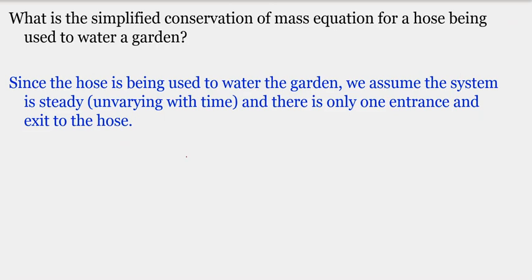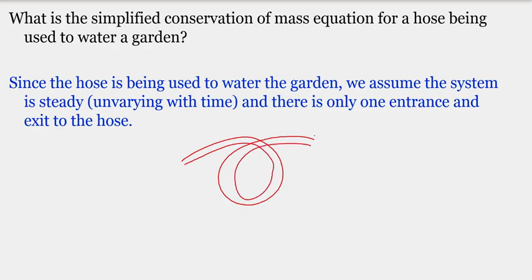Simplified conservation of mass equation for a hose being used to water the garden. So you would hopefully have drawn, again, we talked about this before, get into the practice of drawing your system diagram. So we'll just do some arbitrary loop here that shows our water coming in. Okay. So here's my hose connected to a faucet on one end or a hydrant on one end, and then we have the water coming out on the other end.